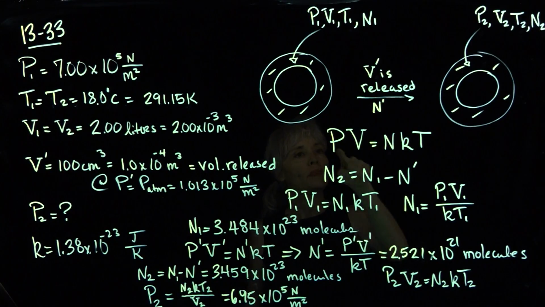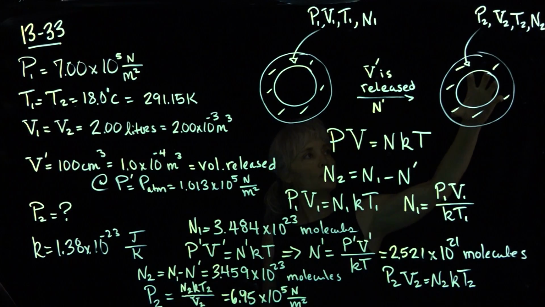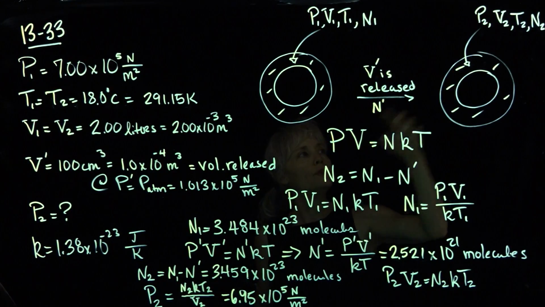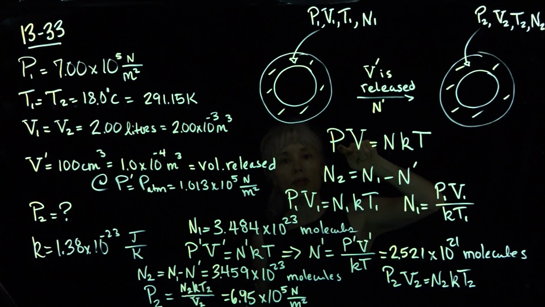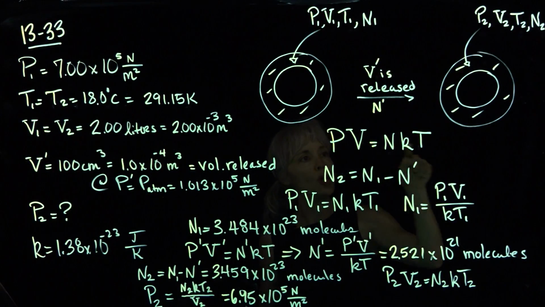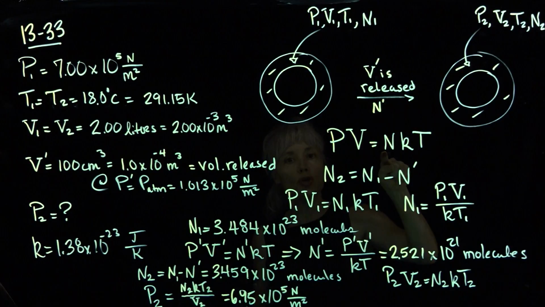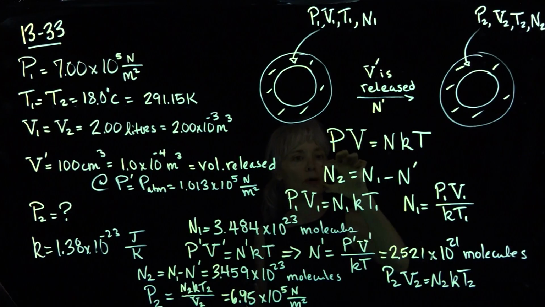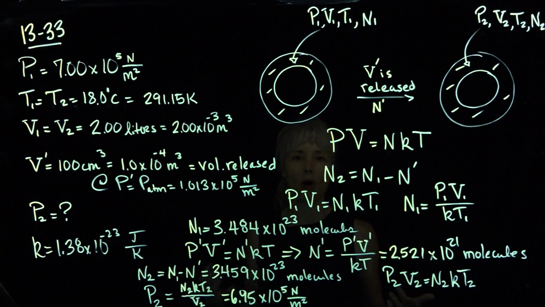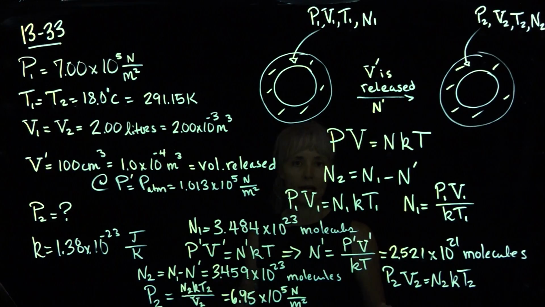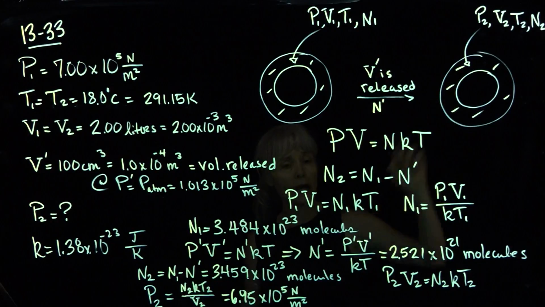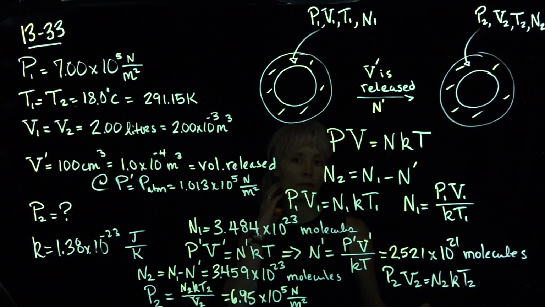So notice that if we apply the ideal gas law to this new situation, we know the new volume is the same as the old volume. We know the new temperature is the same as the old temperature. So in order to solve for the new pressure, P2, the only unknown here is the new number of molecules. So if we can find this new number of molecules N2, then we can immediately solve for the new pressure P2. So let's use this formula to find N2, and then we can come back, use the ideal gas law applied to the second situation here, and we'll solve for the new pressure.